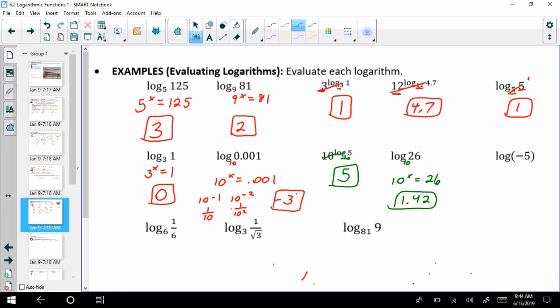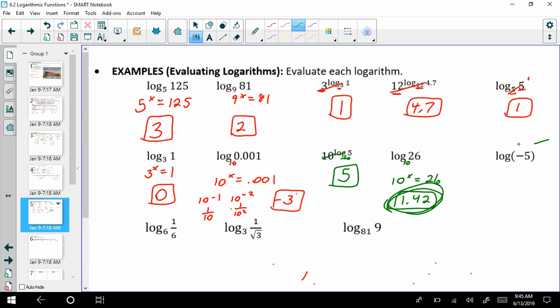Does this answer make sense? Let's see. 10 to the first would be 10, but 10 squared is 100, so it makes sense that this answer is between 1 and 2, because 10 to the first was not enough to get to 26, but 10 squared was way too much. What about the next one?